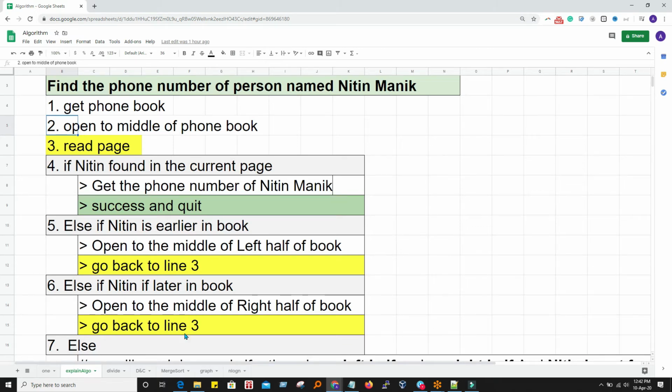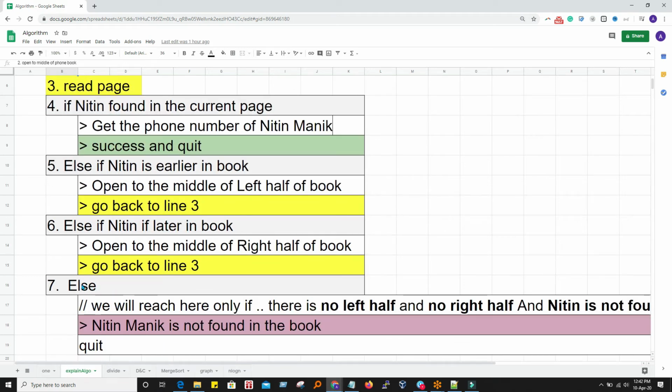In this way you keep on splitting the pages and dividing the book half and half in each and every step. So either you find the phone number, or you find Nitin, or you just run out of pages and you don't have any more pages. Then what do you do? Then you come here. You will reach here only. There is no left half of the book and there is no right half of the book, and Nitin is not found. This means Nitin was not there in the book.